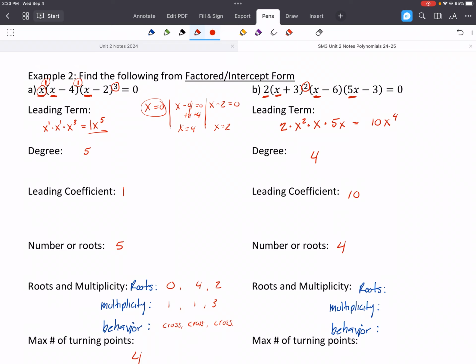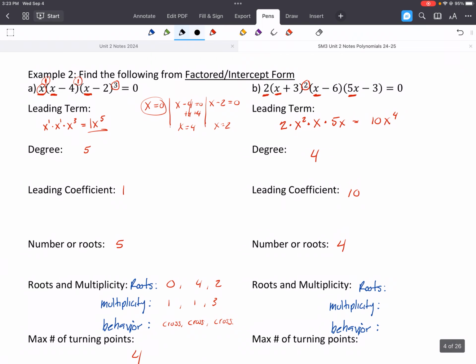The roots and multiplicity. So the roots, again, we could do the zero product property. I'm just going to write those down. You could probably figure that out. These ones aren't too bad. So we'd get -3 would be one of them. We'd have a 6. And then this one, again, might be a little more difficult. I'm going to write that out one more time. And we would solve. So we'd add 3, and then we'd want to divide by 5. So 3/5.